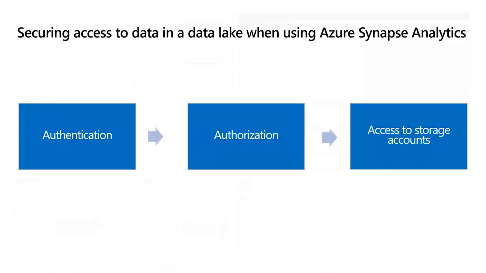Then you have authorization. Authorization refers to the permissions you are assigned as a user, and it determines what you can do, what you are allowed to do. So those are two different things. In authentication you are proving who you are, whereas in authorization it is: what can I do as this user? Who am I? What can I do? And finally, accessing the storage account.